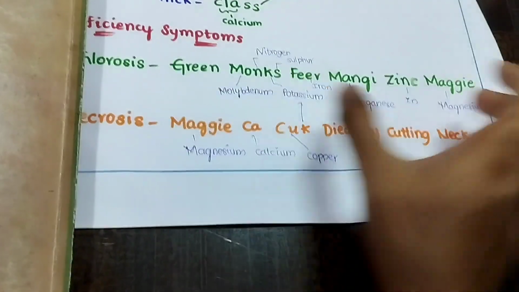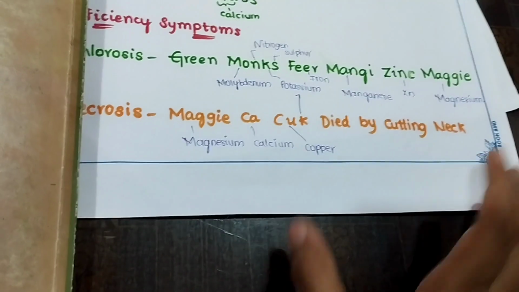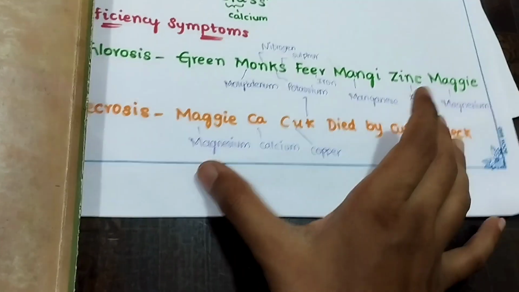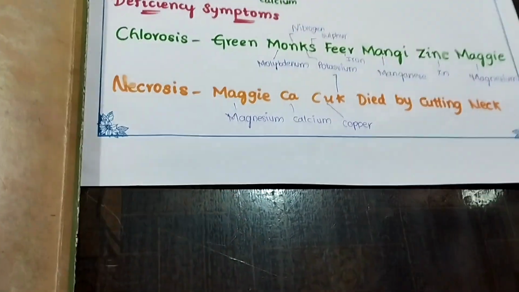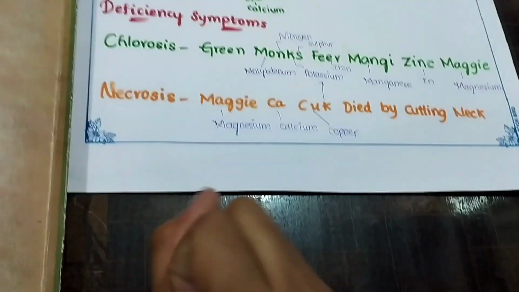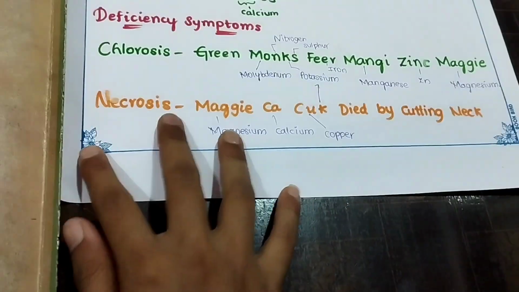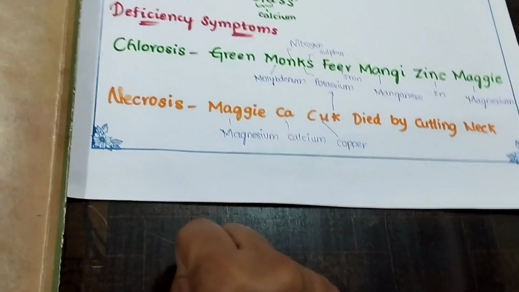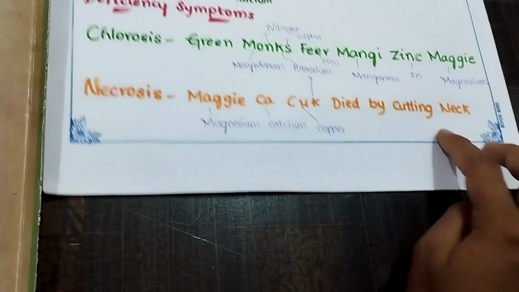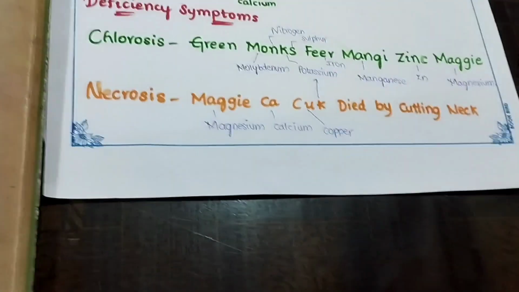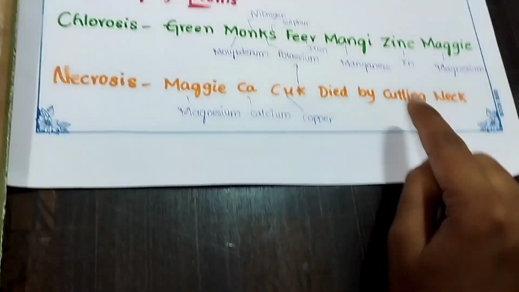You remember this sentence; all these elements will be covered in this sentence, and it will be easy for you. Next deficiency symptom is necrosis. Necrosis means death of tissue, especially the leaf tissue. The deficient elements for necrosis are magnesium, calcium, copper and potassium. The trick to remember these elements is: Maggie ka cook died by cutting neck.